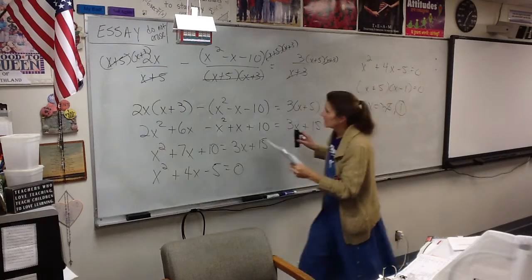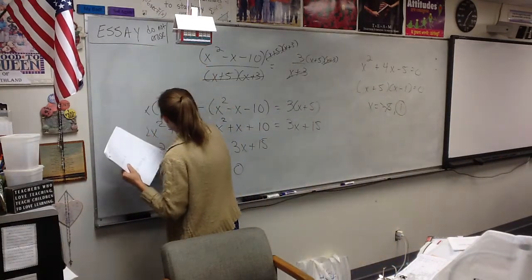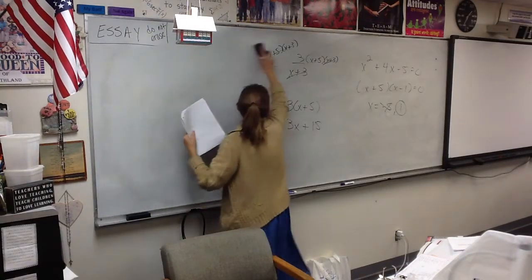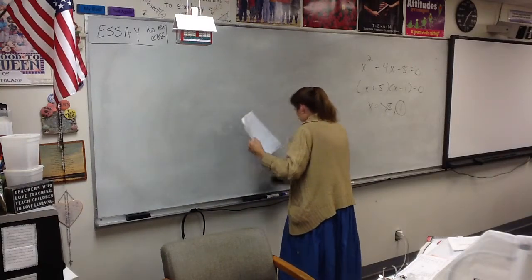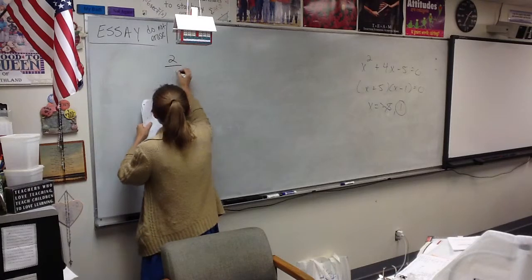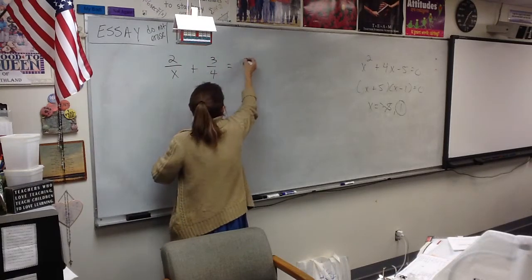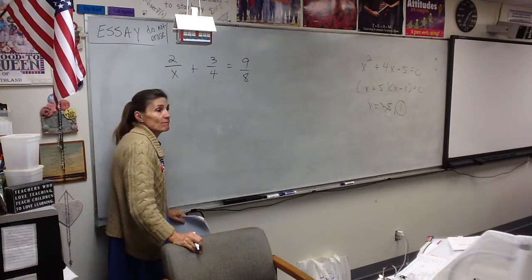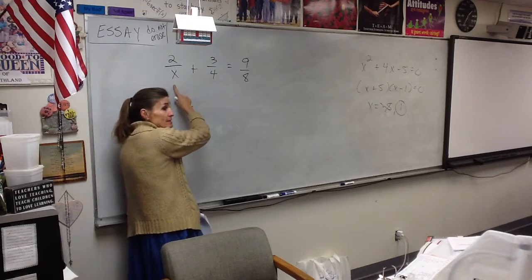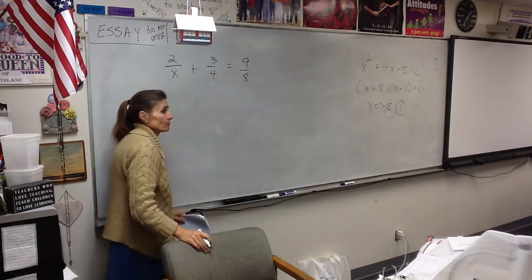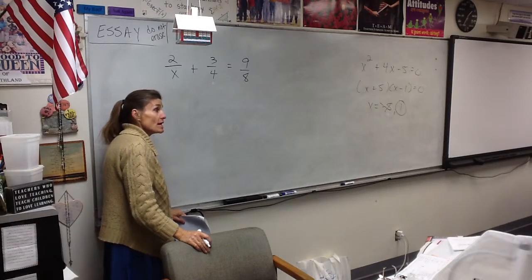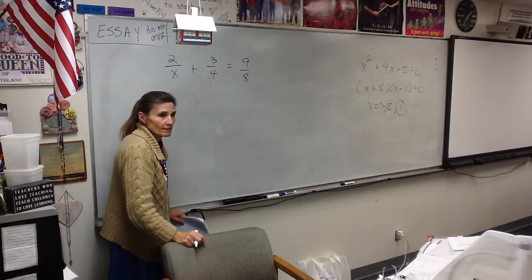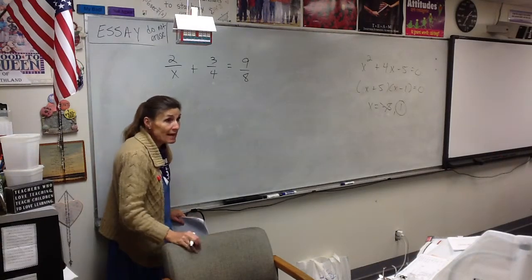Problem E is much easier. Times everything by 16. For problem E, kids, what's our goal? To get rid of the denominator. We want to multiply by whatever we can that will get rid of an x, a 4, and an 8. So it's 8x. We could multiply by 32x, but we could use 8x.